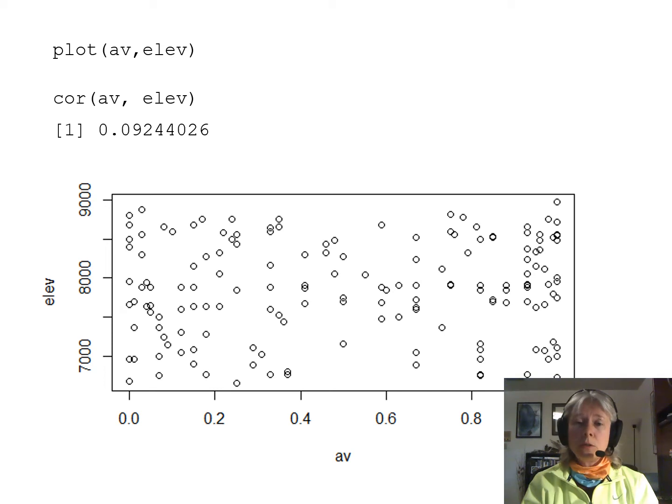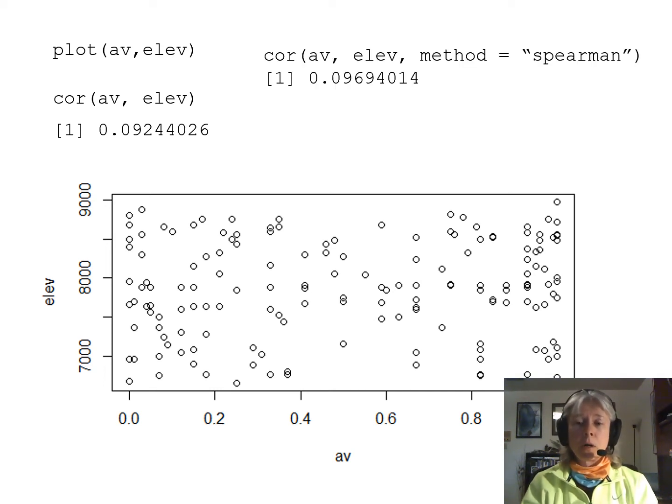If you want to do a Spearman correlation in R, you have to tell R that the method you want is Spearman. And in this case, it returns a value, once again, that's close to 0. Again, corroborating that there is no significant relationship between these two variables.